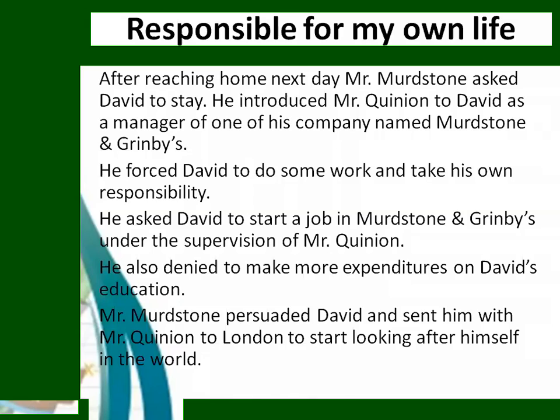So Mr. Murdstone decided, why not let Mr. Quinion take David with him to London so that he would start his job there, and they both would be free from David and would not have any type of trouble from his side. He forced David to do some work and take his own responsibility. They told David that you have to take your own responsibility by yourself. You have to earn for yourself and live by yourself.